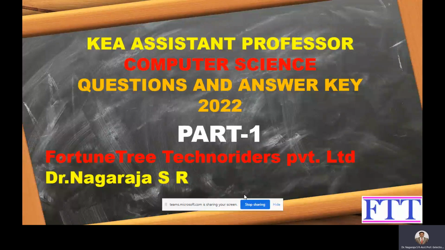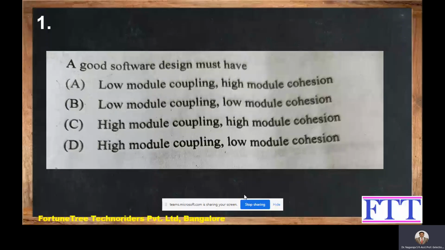Conducted by KEA for assistant professor post in 2022. So we'll move to the first question.